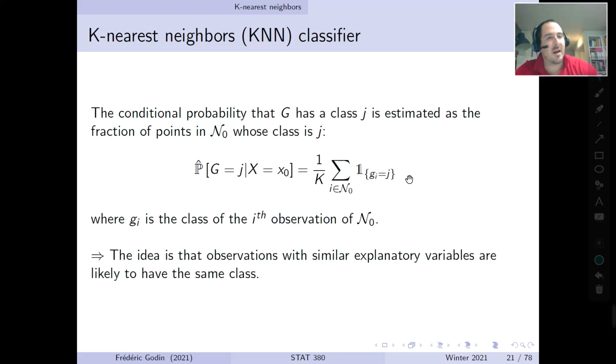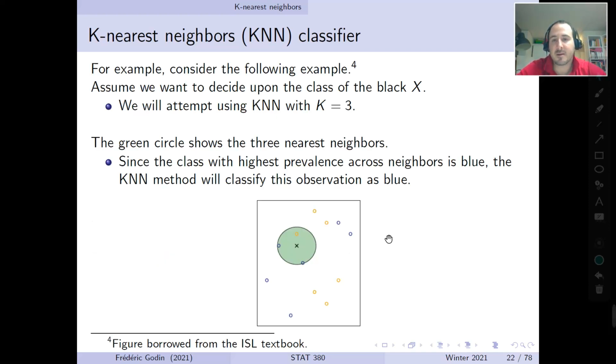Okay, so once again, the rationale behind this method is that observations with similar explanatory variables are likely to come from the same class. So if there are many training data points whose predictors are similar to x0, which are all orange, then you expect the new observation to likely be orange also. So this makes sense. Let's illustrate this concept with a very simple example.